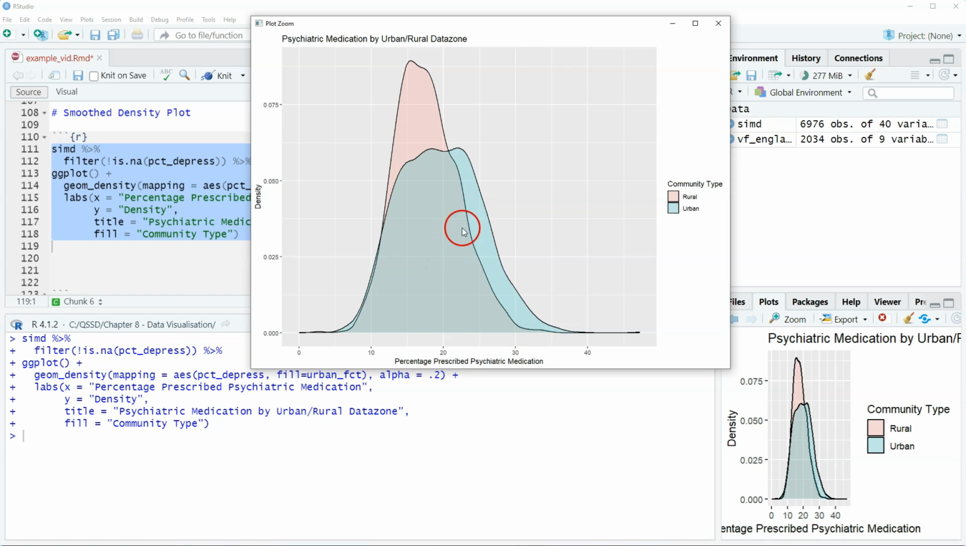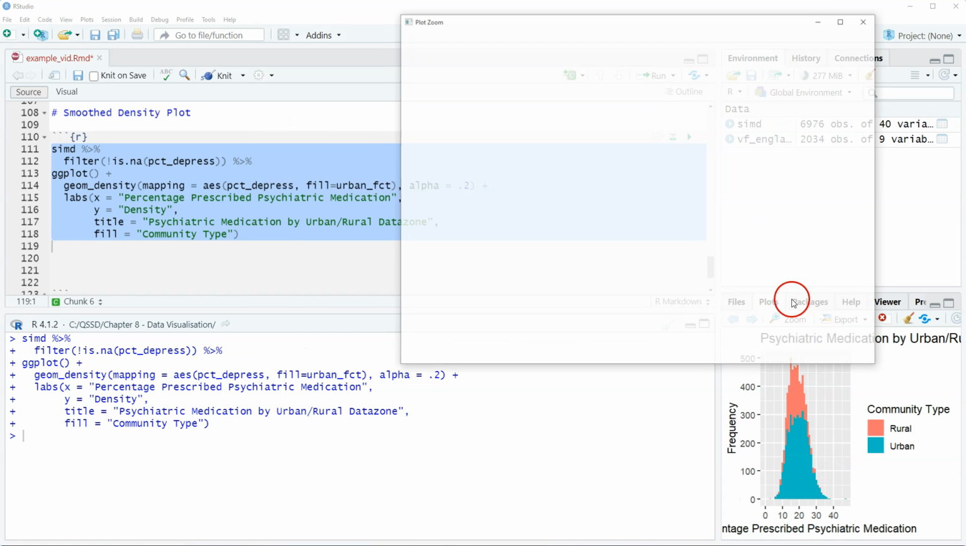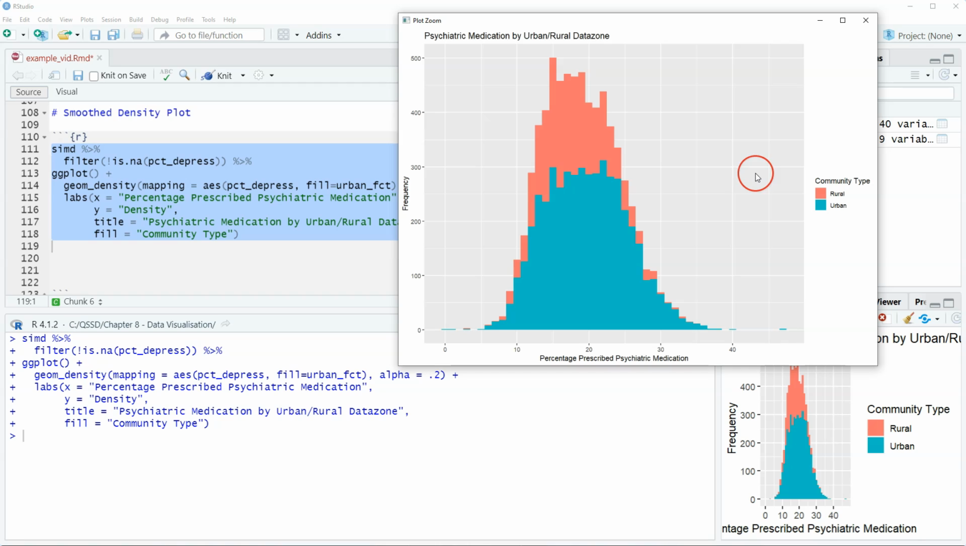So I find this way more useful than the histogram that we used last time. I mean, you could see it there, but I feel like it's not as clear as it is in the smooth density.